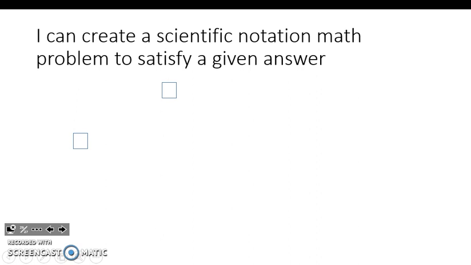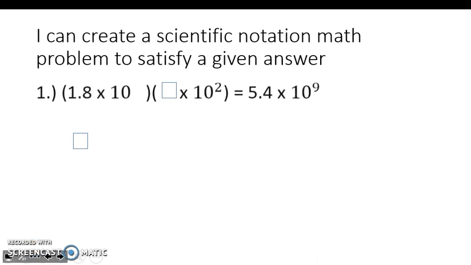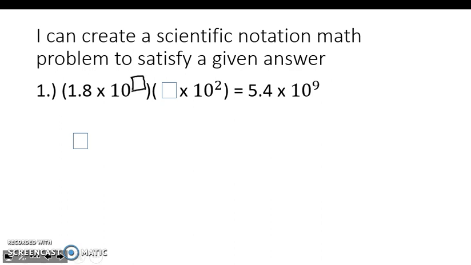Okay, so we are going to give you either a multiplication or division problem that has some missing pieces. But as you can see, we already gave you the final answer. So we're going to work backwards. There should be a box there too.